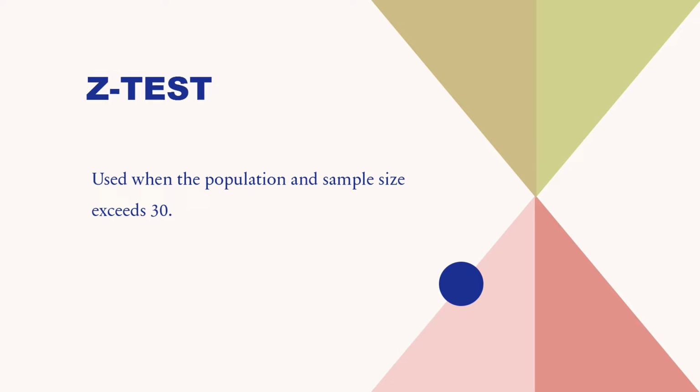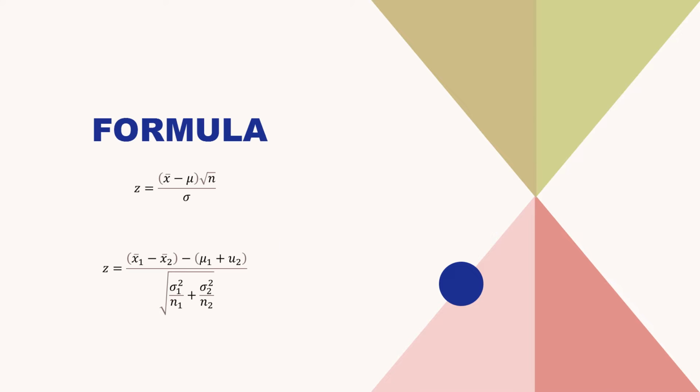Okay, let's start with our z-test. So z-test is used when the population and sample size exceeds 30. So n should be greater than 30. And t-test is used when the sample size is lower than 30. So n is lower than 30. So this is for t-test. Okay, so there's not much more to say about these two different tests. Let's try and have an example. But first, let's show the formula for z-test.